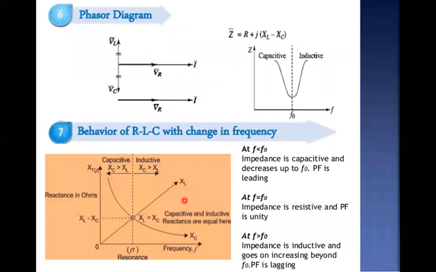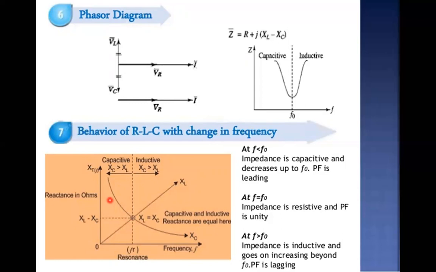This is a phasor diagram. You can see here it is connected in series, and you can see the behavior of LCR with change in frequency, how it is behaving. This is capacitive. We can say when XC is greater than XL. This is inductive, where XL is greater than XC. This point is XL minus XC, frequency versus reactance in ohms.